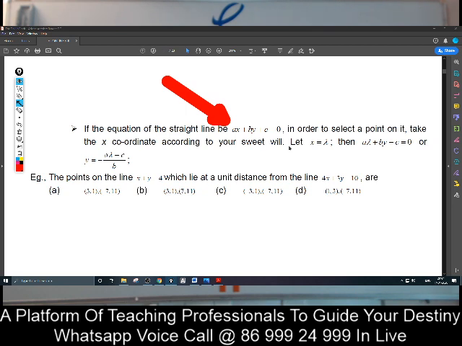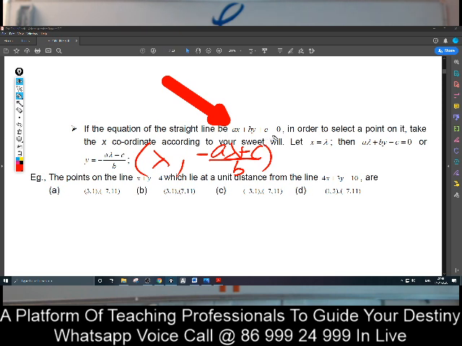Whatever x you take, if you take x is equal to lambda, then a lambda plus by plus c equal to 0, or y is equal to minus of a lambda plus c by b. Then the point can be taken as x is lambda and y is minus of a lambda plus c by b. This can be taken as a point.